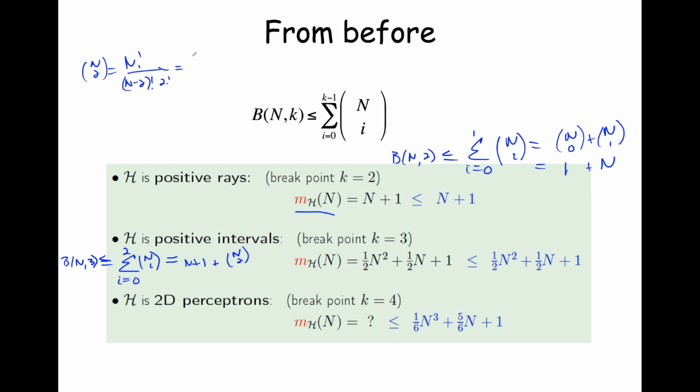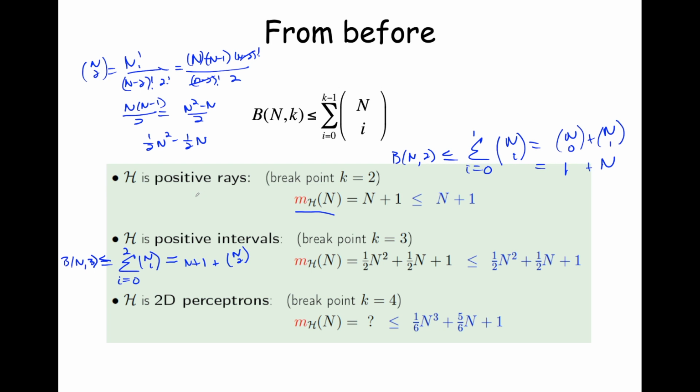Well, that's just n times n minus 1 times n minus 2 factorial over n minus 2 factorial times 2 factorial, which is 2 times 1, which is 2. Well, n minus 2 factorials cancel, so that's n times n minus 1 over 2, which is n squared minus n over 2, which is just 1/2 n squared minus 1/2 n.